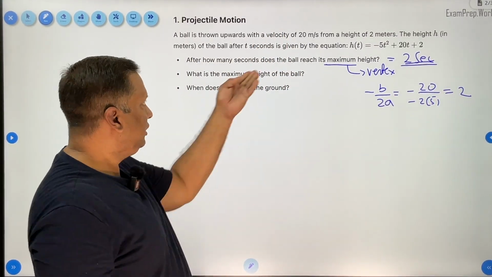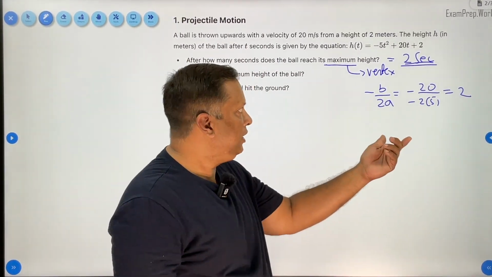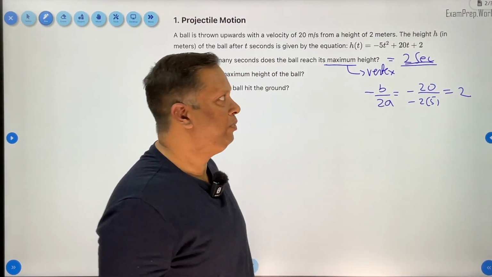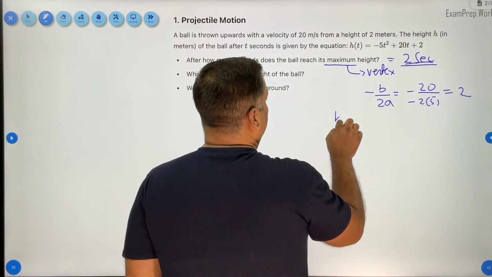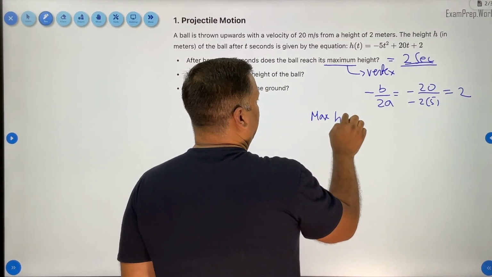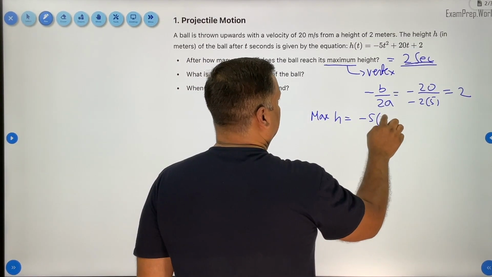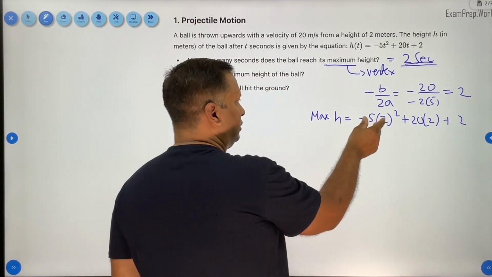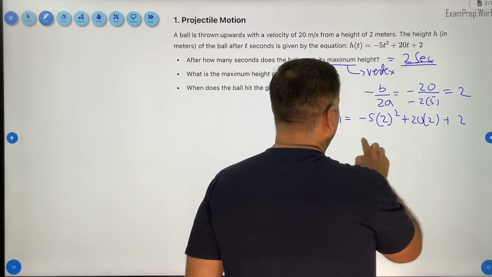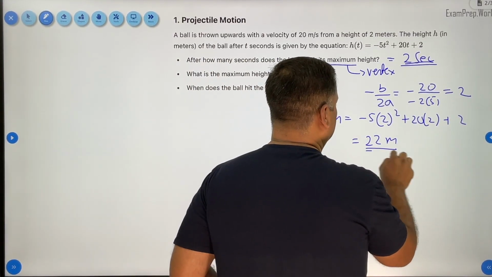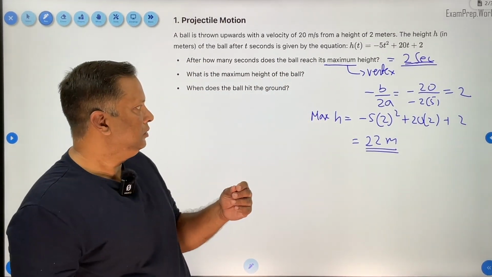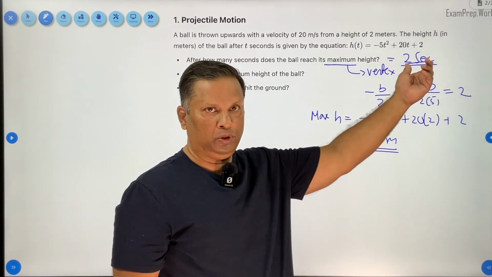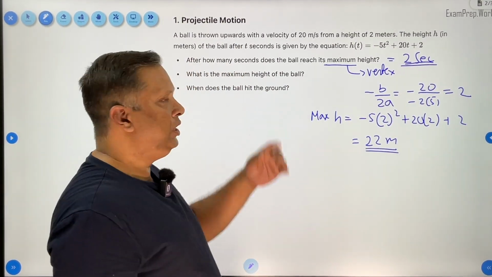Very simple. What is the maximum height? Now, this is the x coordinate of the vertex; apply it in the main function and you will get the maximum height reached by the ball. So maximum height equals minus 5 times 2 squared plus 20 times 2 plus 2. That is negative 20 plus 40 is 20, plus 2 is 22 meters. So the maximum height reached by the ball is 22 meters, in 2 seconds.